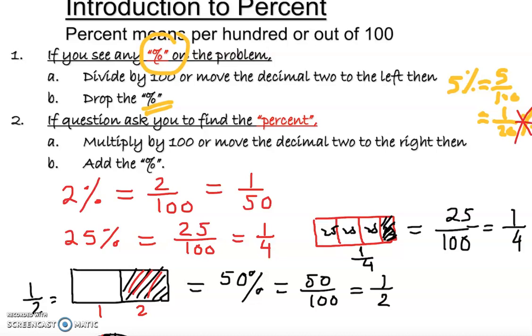The next one is, again, I'm rephrasing. If your question asks you to find the percentage, you just multiply by 100, or move the decimal to the right, and that's how you do this problem.